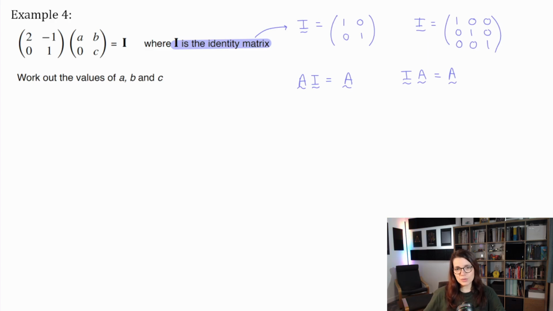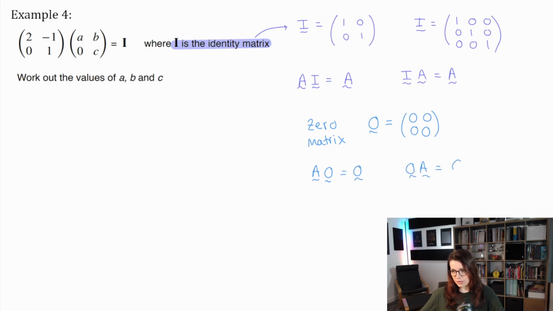Whilst we're here, I want to talk to you about another special matrix called the zero matrix, usually denoted with big O or 0, and that's just a matrix full of zeros. Again, that's a 2 by 2, but you could have a 3 by 3, 4 by 4, and so on. What's so special about a zero matrix is that any matrix times the zero matrix is just 0. So we could also have 0 times A, also 0. You need to know about both the identity matrix and the zero matrix for this course. Now that we know that, let's go ahead and do the question.